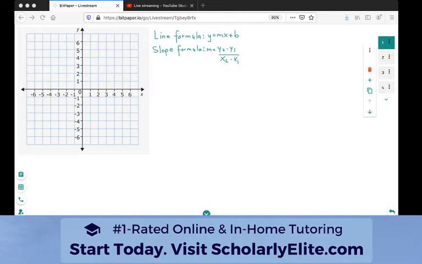This week's lesson is going to cover quite a few things. We're going to do a little bit of a review on the line formula, talk about slopes, and then talk about graphing using intercepts and understanding how to use different methods to graph and find the equations of lines.